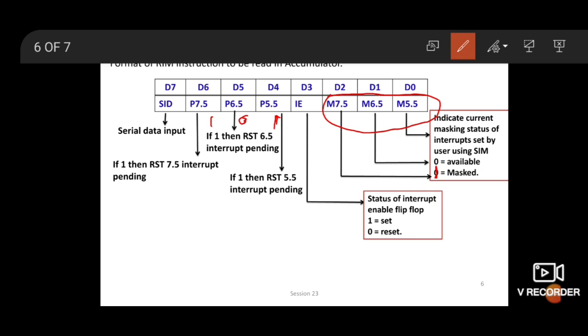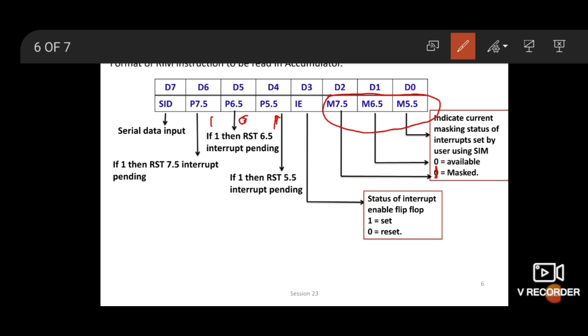Okay, so student, remember what is the difference between SIM and RIM instruction? SIM instruction is used for serial data out or to make interrupt masked or unmasked. And RIM instruction is used for serial data input or to read the data, or to check which interrupt is masked or not, means check status of interrupts. RIM is used for reading, SIM is used for setting the interrupt, mask or unmask. Understood student? Hope you understand all the instructions in the 8085 microprocessor.